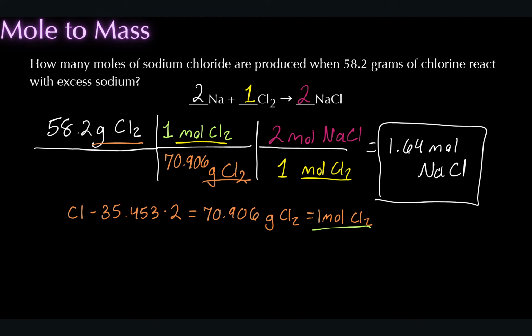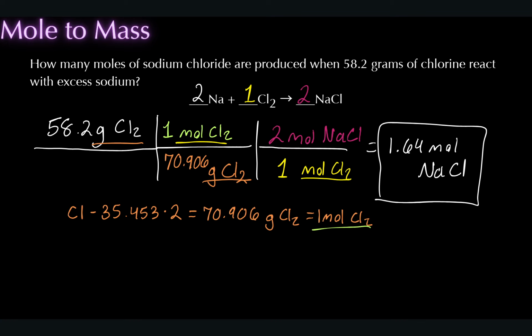Now, these are the only 2 ways that you can be presented a mole to mass question. Either you're starting with your moles and you're going to grams, or you're starting with grams and you're going to moles. So these are your only two options, the only two pathways when you have a mole to mass stoichiometry problem.